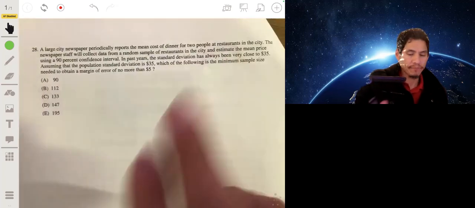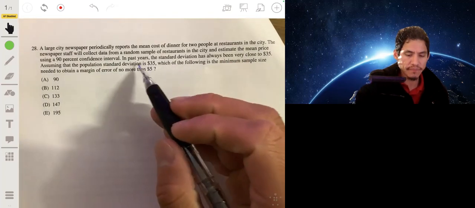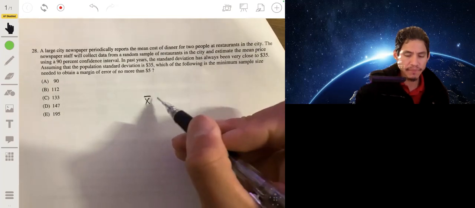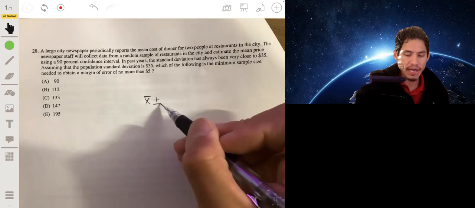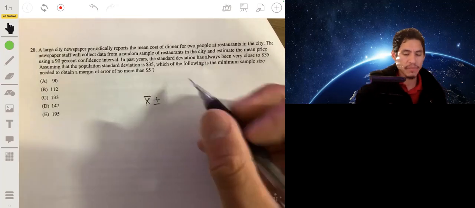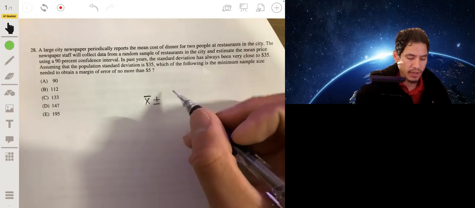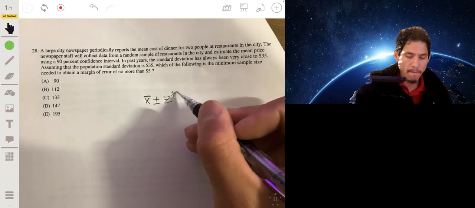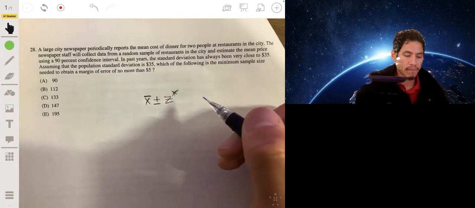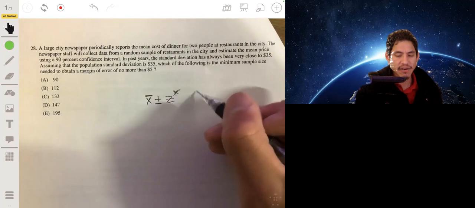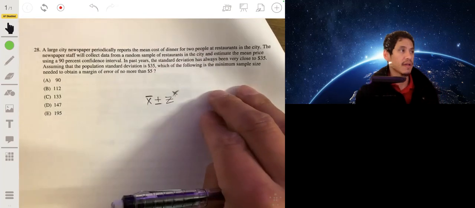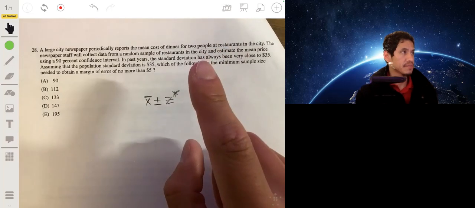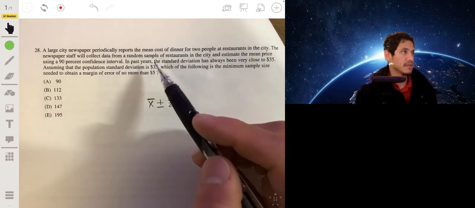Okay, so let me just first summarize how a confidence interval is constructed from a sample mean. You have your point estimate. We start with our sample mean, and from there we add and subtract the margin of error. So we add and subtract the critical value, Z star, times the standard deviation of the statistic. So the standard deviation of the population is $35.